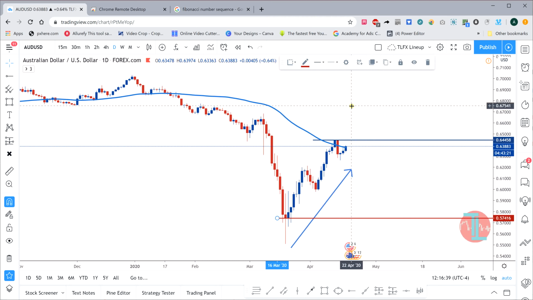If it breaks above, we're going even further up. If it comes down, it breaks below. I mean, this is a crazy one.